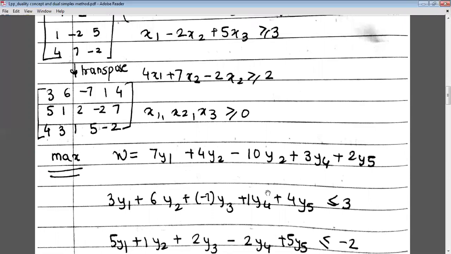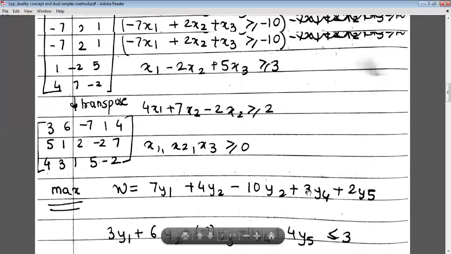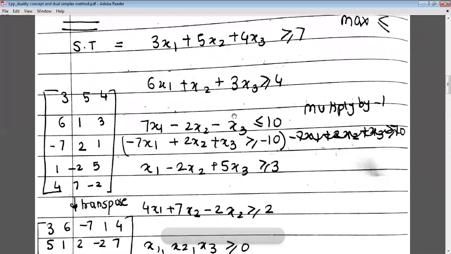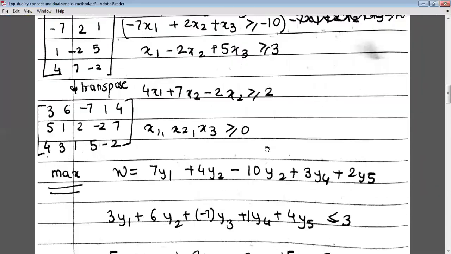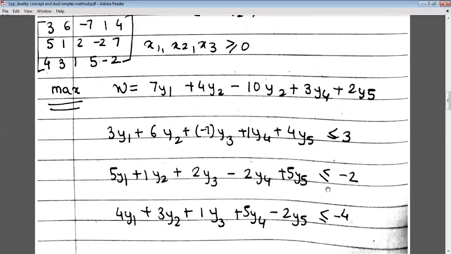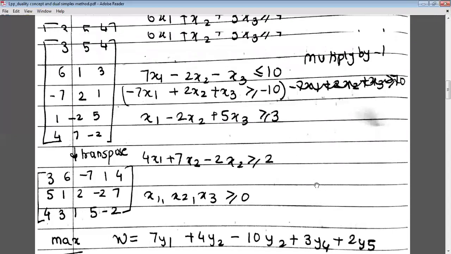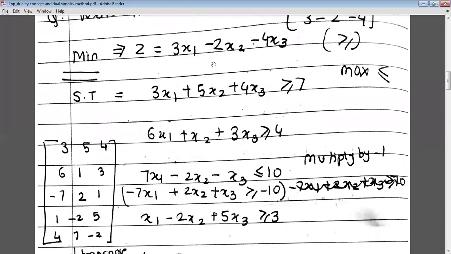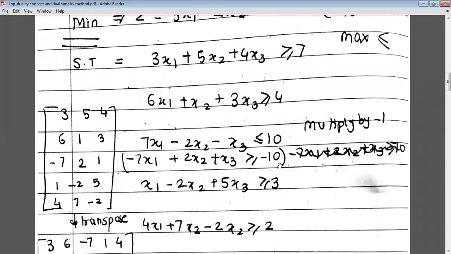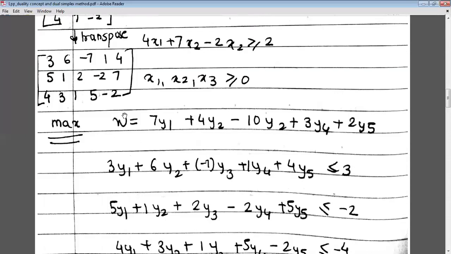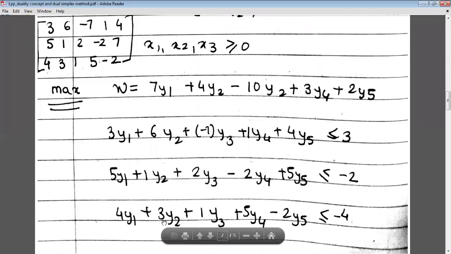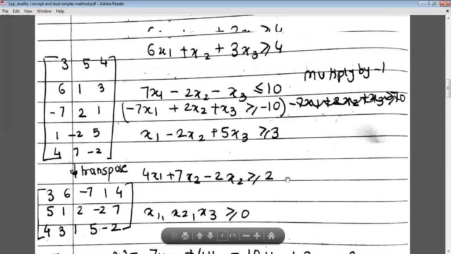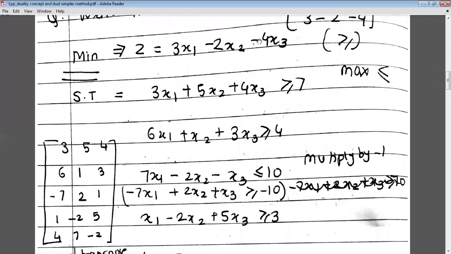Less than or equal to minus 2, as this is the objective function coefficient here. Okay, then the third row will be 4y1 plus 3y2 plus 1y3 plus 5y4 minus 2y5 less than or equal to minus 4. This minus 4 will come from the objective function part. So 3, minus 2, minus 4.